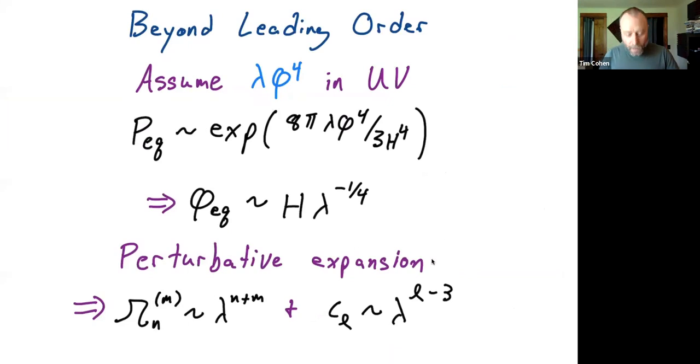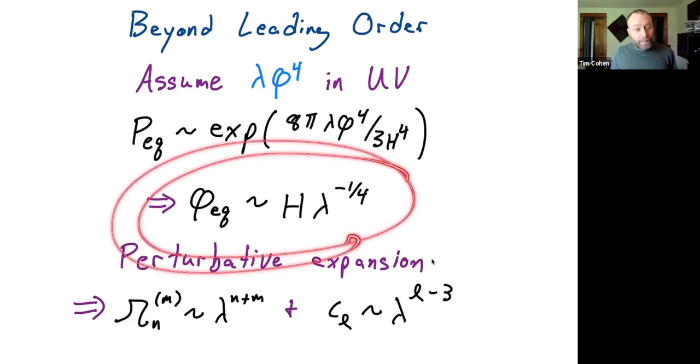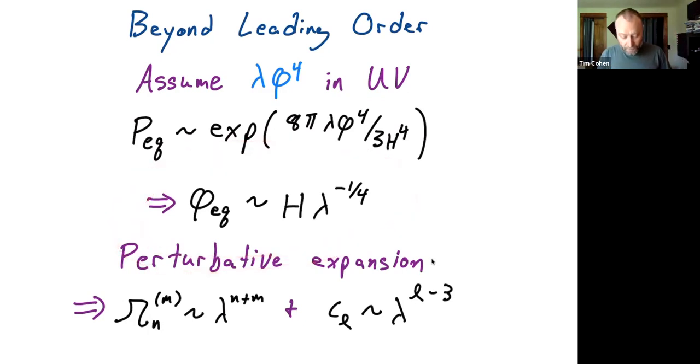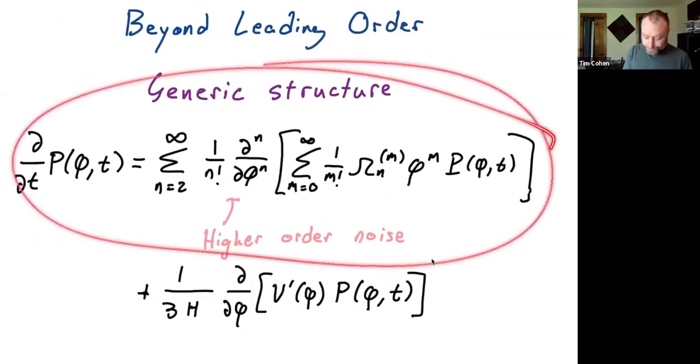So let me give you a concrete example to show you how this works. We're going to start with lambda phi to the 4 in the UV. I can just plug into the Starobinsky formula. The equilibrium solution looks like this, and we see that phi at equilibrium scales like 1 over lambda to the quarter power, okay? So this tells us that we have a perturbative expansion in terms of lambda, where now we know the scaling of the phi's that appear in this generic formula here.